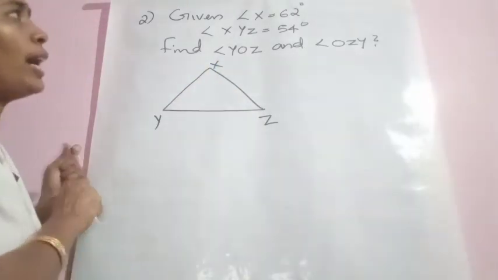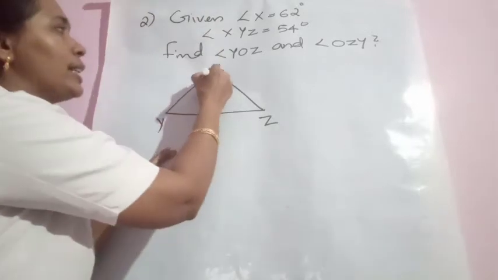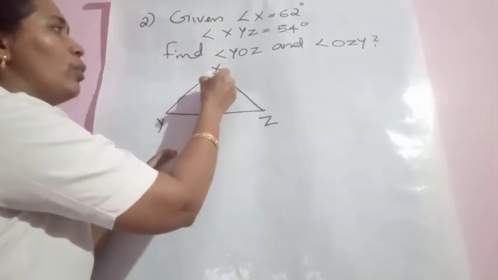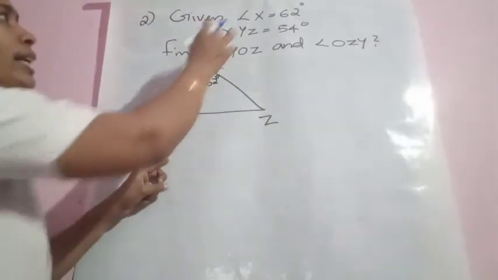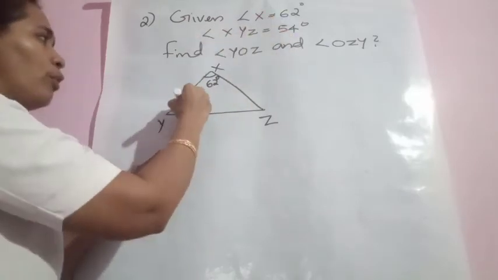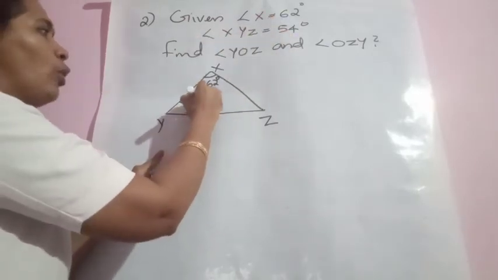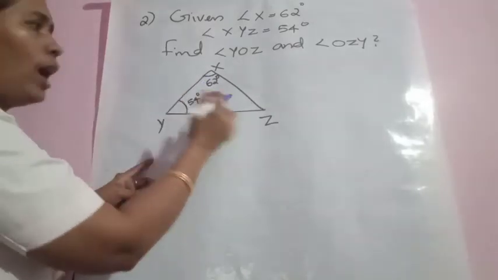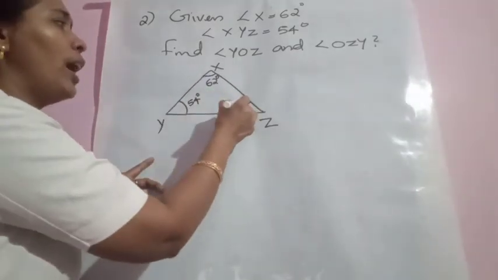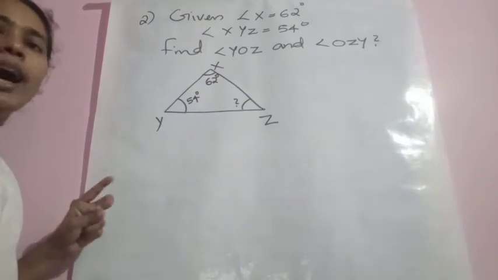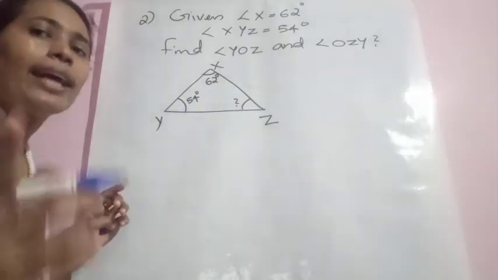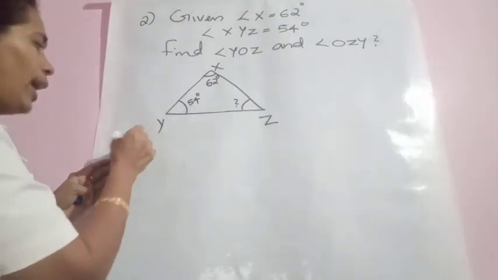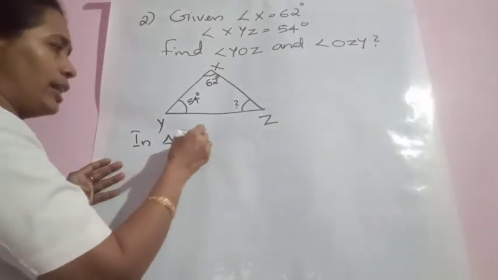Now look at the figure. Angle X is given, 62 degree, the full angle. In triangle XYZ, the full angle Y is 54 degree. So two of them are known to you. How do you find the third one? Using which property? Angle sum property. So you can write in triangle XYZ.